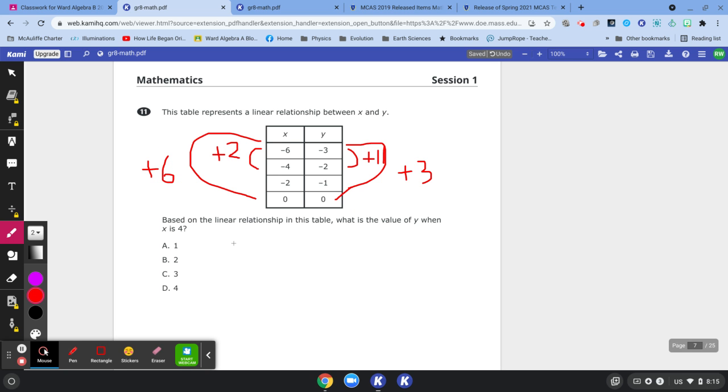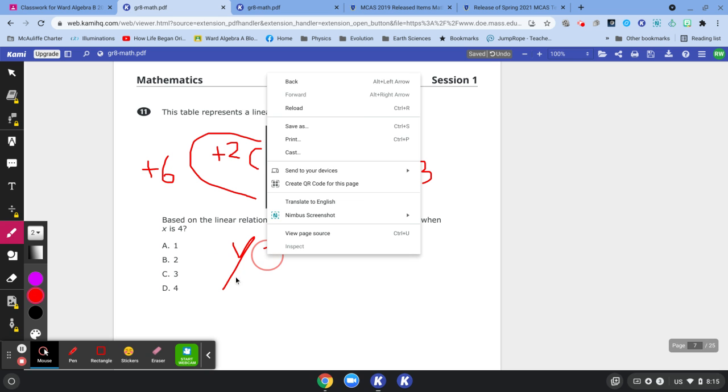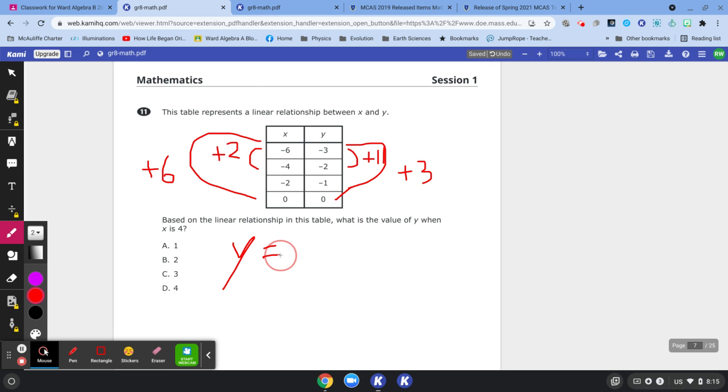So we have an equation we can write with this. Y in this situation is always equaling 1/2 times x, which means we can figure out, what did I do there? 1/2, silly Mr. Ward, 1/2 times x.